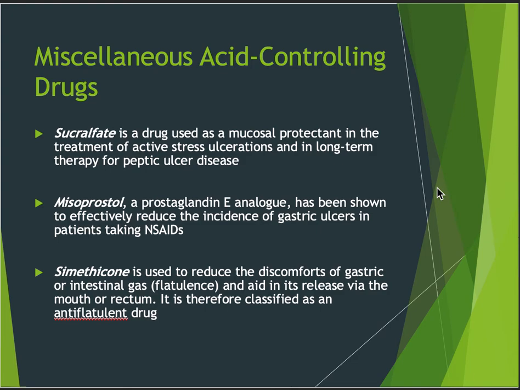Misoprostol. So misoprostol is a medication that is added to NSAIDs in order to prevent NSAIDs from causing gastric ulcers. So NSAIDs block those prostaglandins. Misoprostol stops the NSAIDs from blocking the prostaglandins. Misoprostol is also used to induce, it softens the cervix, and it also is used to induce a miscarriage.